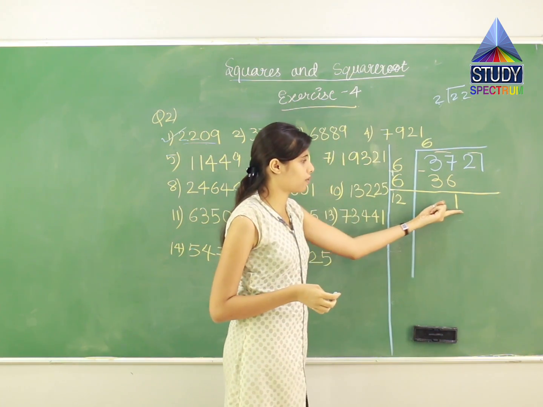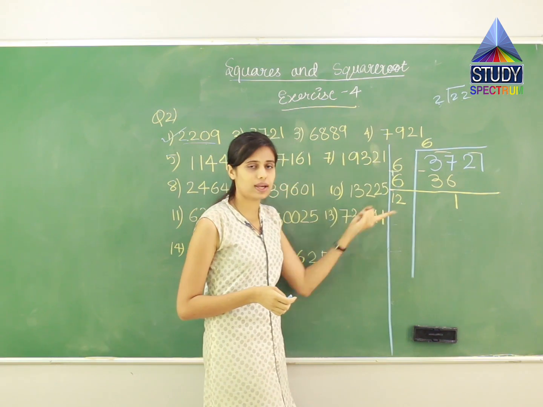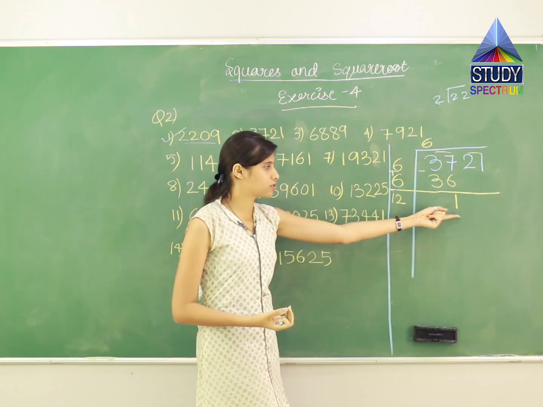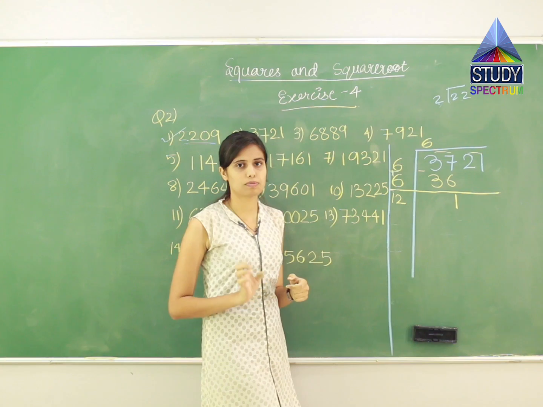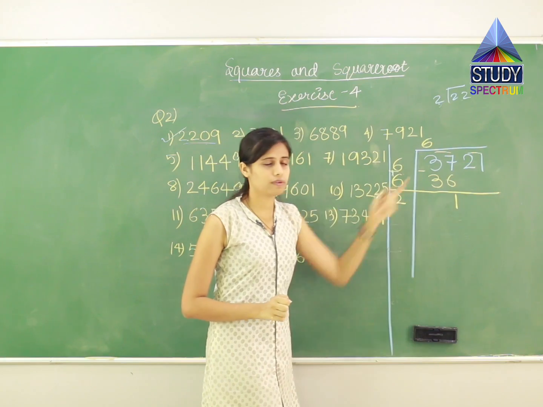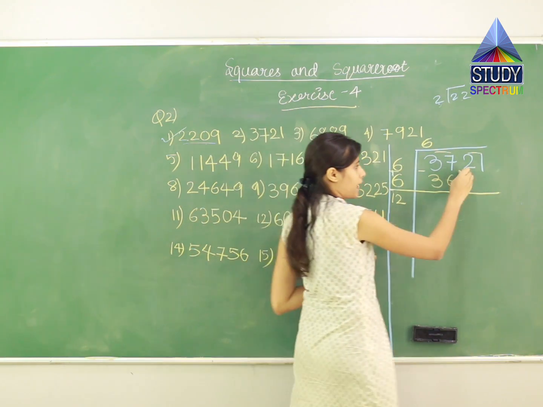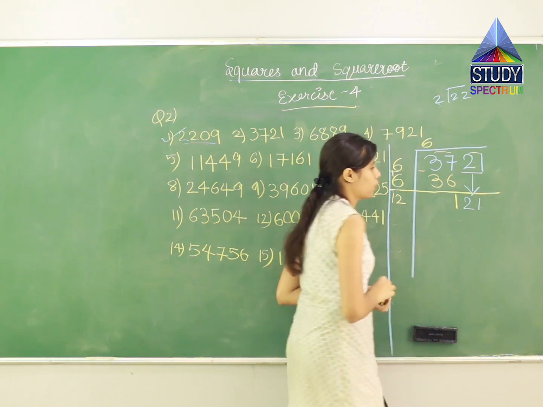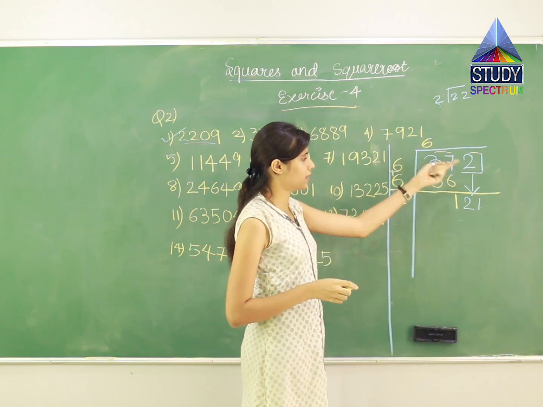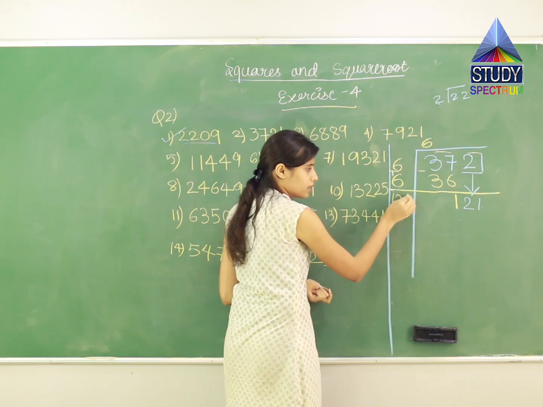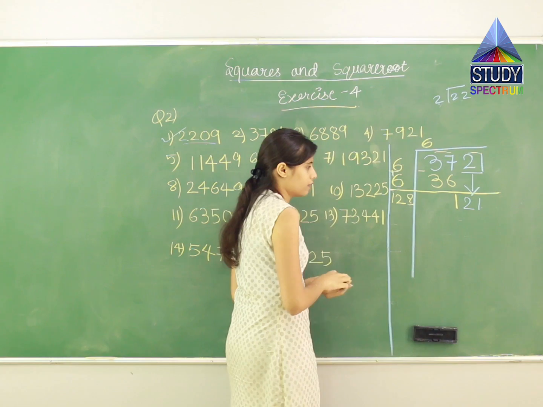Now look at this number 1. 1 is smaller than 12. Is this possible? The number which is to be divided is smaller than the number by which it is divided. So this is not possible. So what we will do? We will bring down this pair, which is 21. Okay. Now we have brought this number down, so we get 121. Now a number is added over here. I will mark it with a question mark.